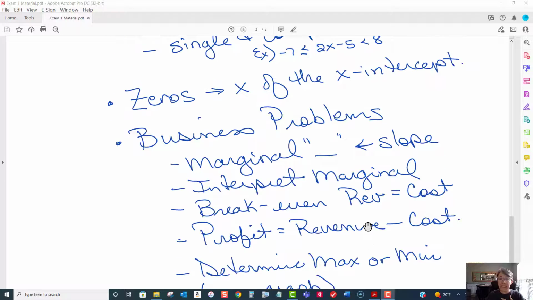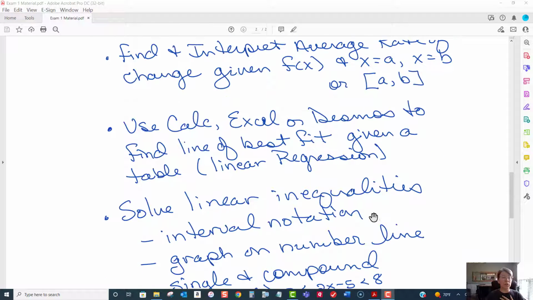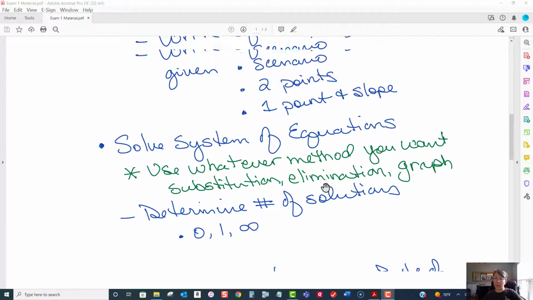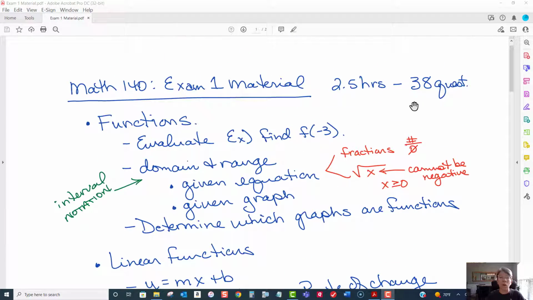All right, I know that seems like a lot. Do the ones you know how to do first, okay? And I'm going to post this PDF here as well, so you'll have it.